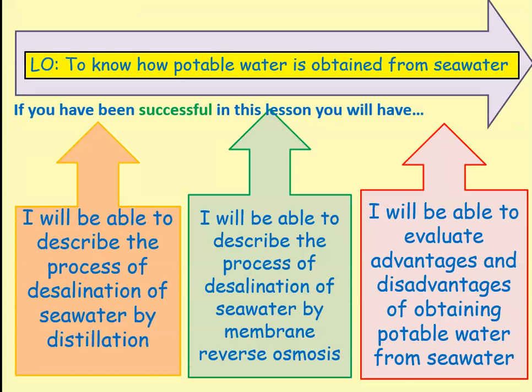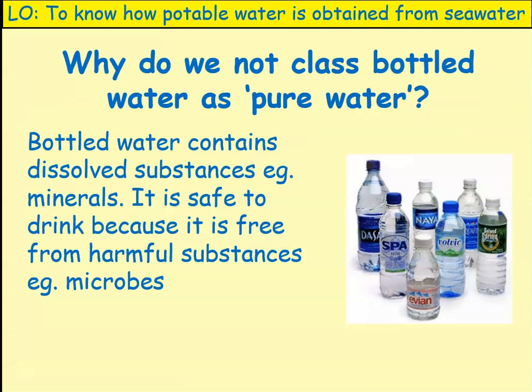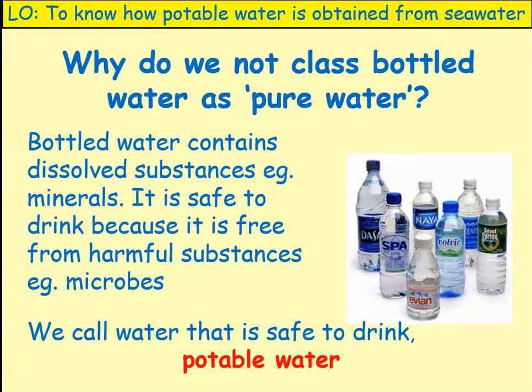Okay, so today we're going to be looking at how potable water is obtained from seawater. There's our 3 success criteria which I went through previously. So why don't we class bottled water as pure water? Well, bottled water contains lots of dissolved substances like minerals and salts and other materials. Doesn't mean they're not safe to drink. They are safe to drink because it is free from any harmful substances, anything that could cause humans harm or illness. So if we have potable water, it doesn't mean it's completely pure. It means there are materials present in there. Potable water is water that is safe to drink.